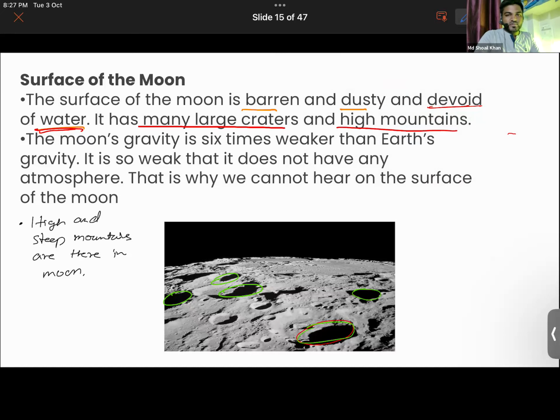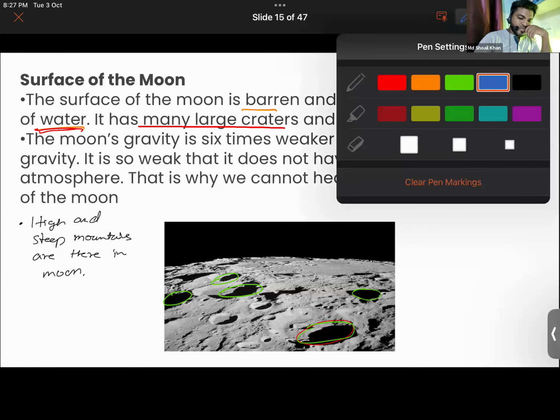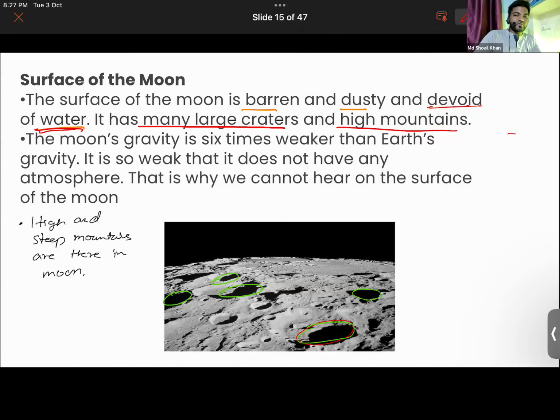Now talking about gravity, you guys know what is gravity now? Simple thing, the pulling force of the earth that acts on us. By the way, what is the force of gravity on earth?